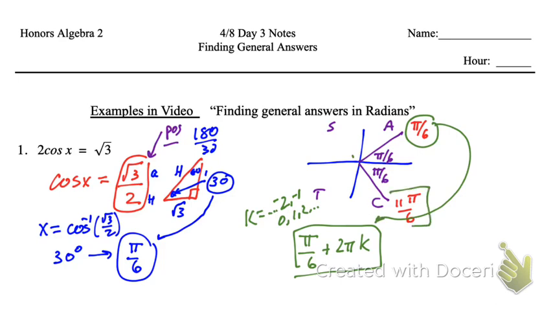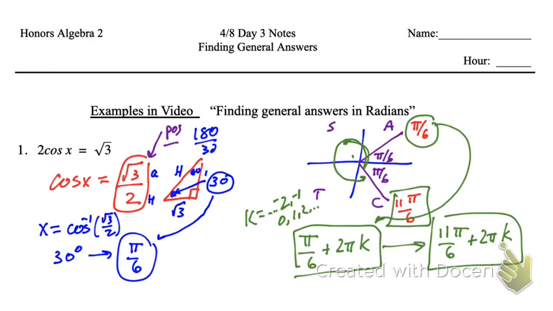Then we do the same thing with 11 pi over 6. Since we're not adding 180 and getting an answer over here, we have to go all the way around to get back to it. We're adding 2 pi k amount of times. And these two answers are general answers. There are no restrictions, or those aren't answers between 0 and 2 pi, or 0 and 360. Those are every possible answer.